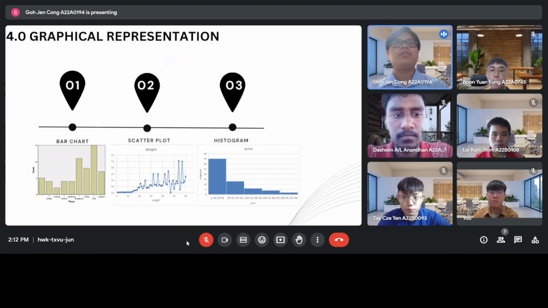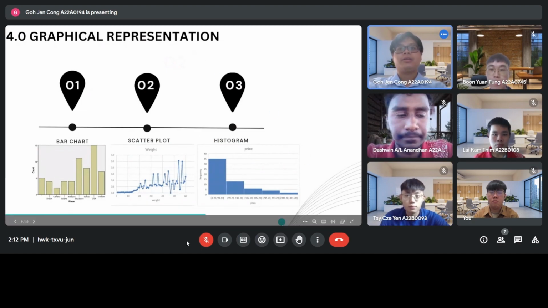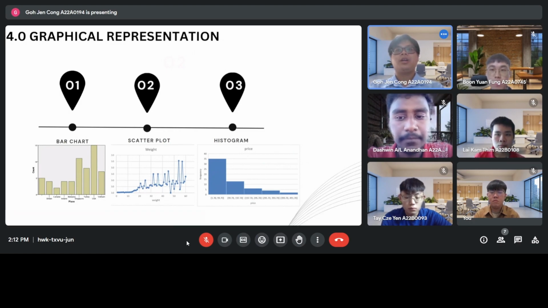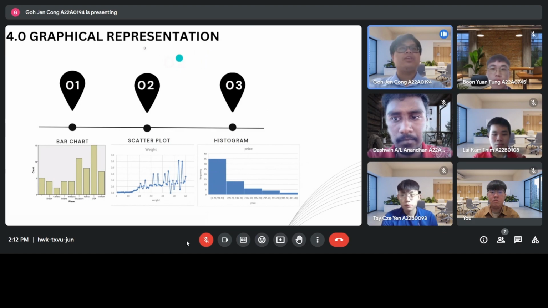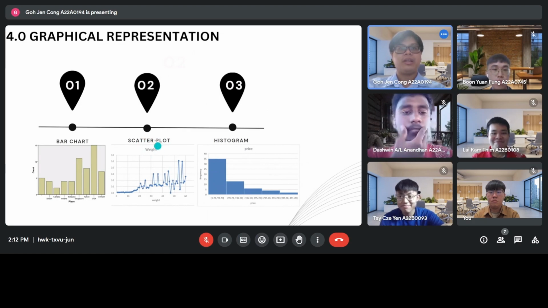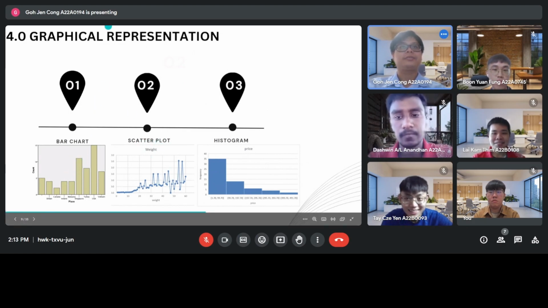Okay. Now I will present the 4.0, which is the graphical representation part. This part explains the different variables by showing different graphs. Quantitative variable data can use scatter plot, histogram, frequency polygon, and ogive. For qualitative variable data, we can only use bar chart and pie chart. In this assignment, we use the bar chart, scatter plot, and histogram for the evidence. For price, we use histogram. For the weight, we use the scatter plot, and also for the place, we use bar chart.